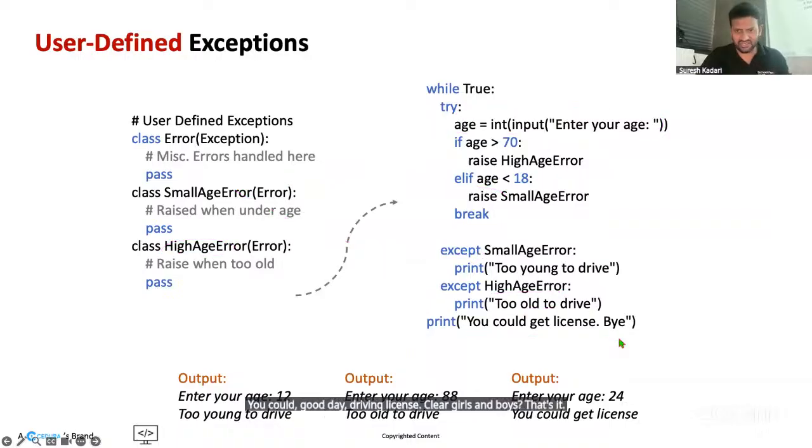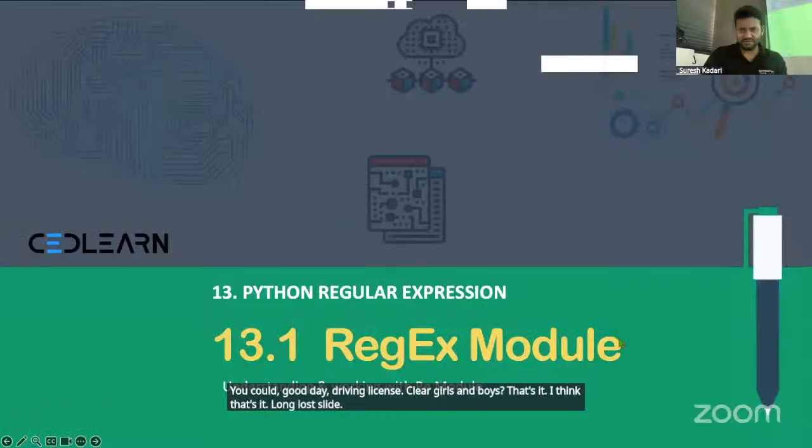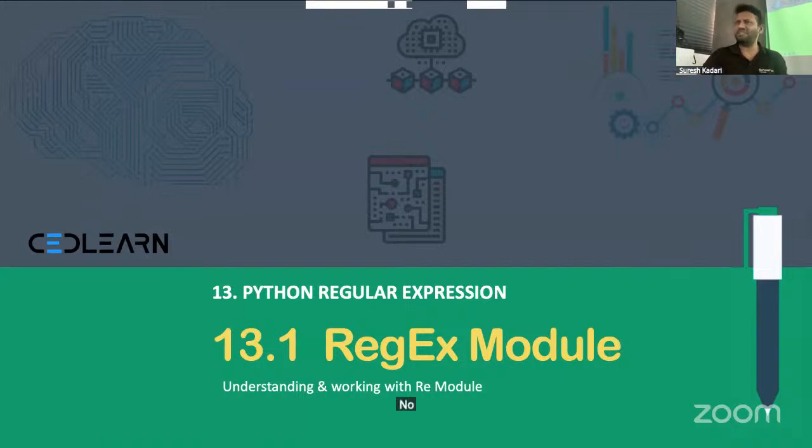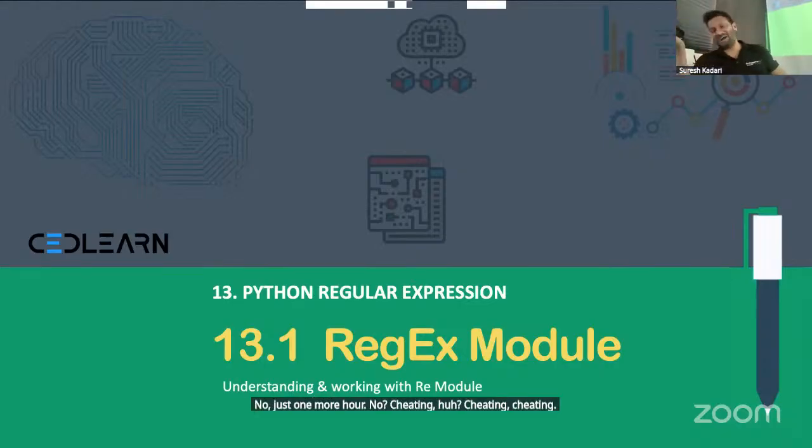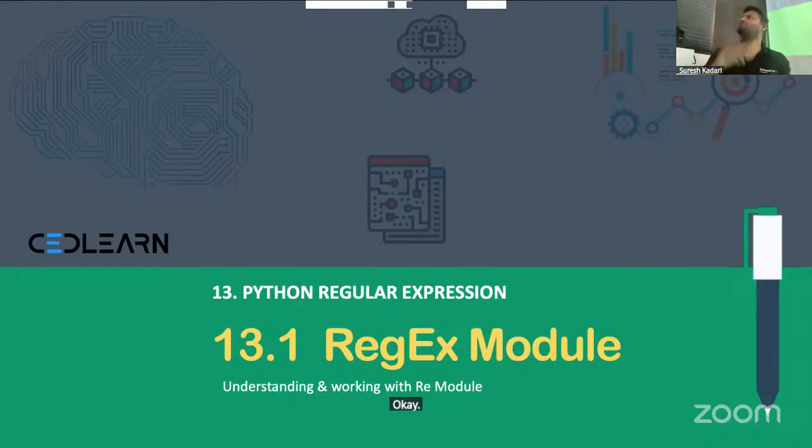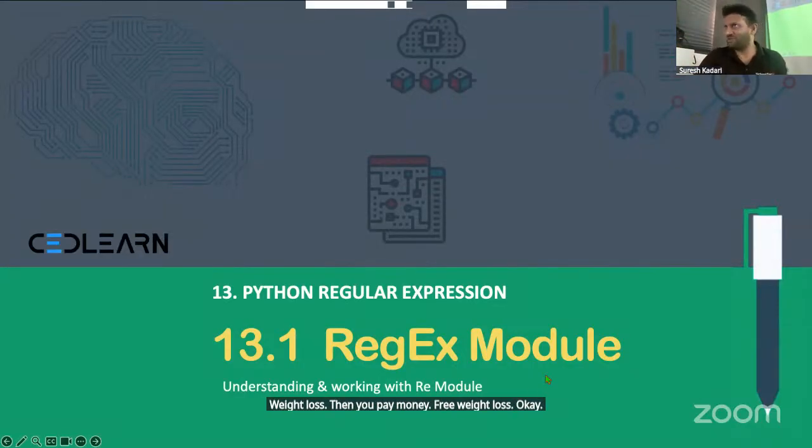I think that's it. Last slide. No, just one more hour. No? Cheating, huh? Okay. Prime Minister, I will wait for you. If you don't eat for one day, nothing will happen. Weight loss, then you pay money. Free weight loss. You can finish, right? So one more hour.